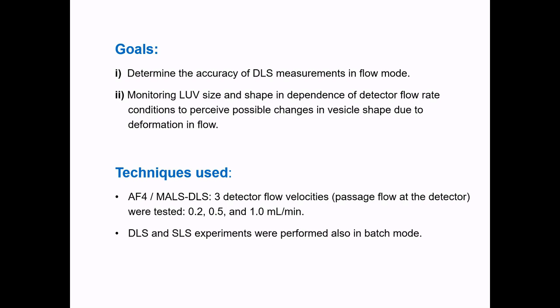To reach this goal, we analyzed vesicles by AF4 at three different detector flow rates. These were 0.2, 0.5, and 1 milliliter per minute. Please note that detector flow rate is actually the longitudinal flow passing the detectors in elution mode of AF4 experiments. Dynamic and static light scattering measurements were performed also in batch mode, where the samples were not subjected to flow conditions and were also not separated by size prior to measurements.